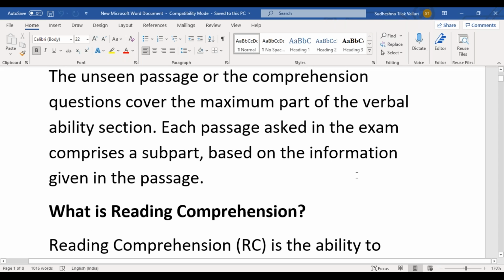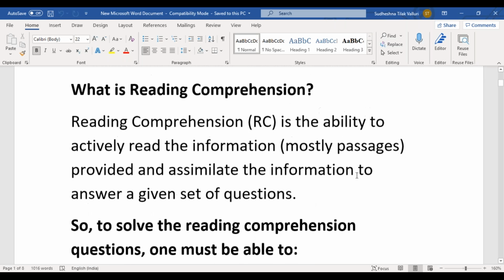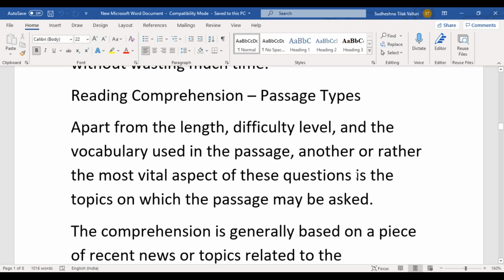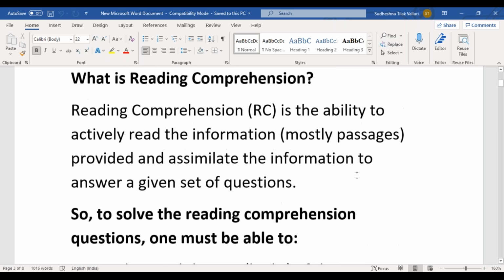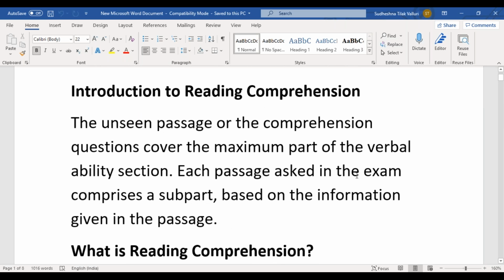Okay. Anyway, let us focus on this reading comprehension part as of now. Tomorrow we'll continue with the synonyms and antonyms. Yes. Okay, fine. Thank you. So are you all able to see my screen? Yes. Okay, thank you then.